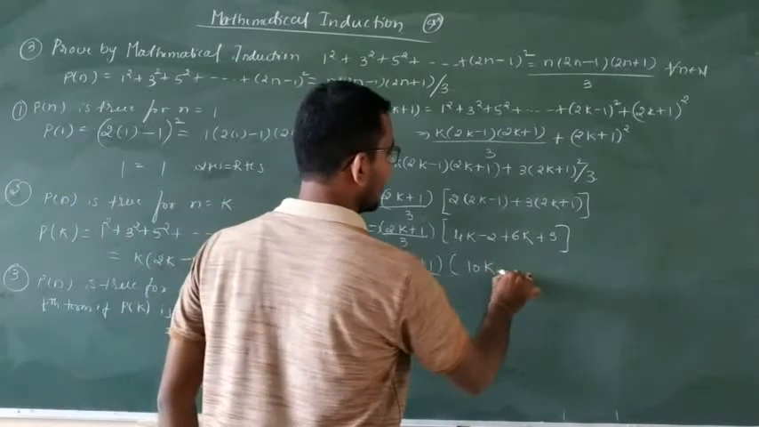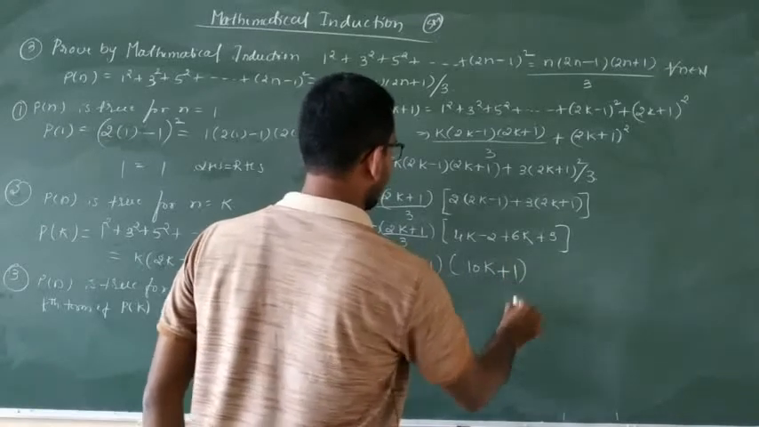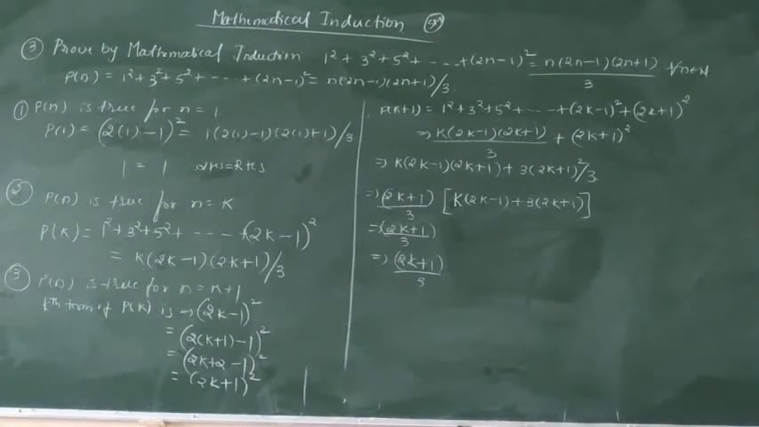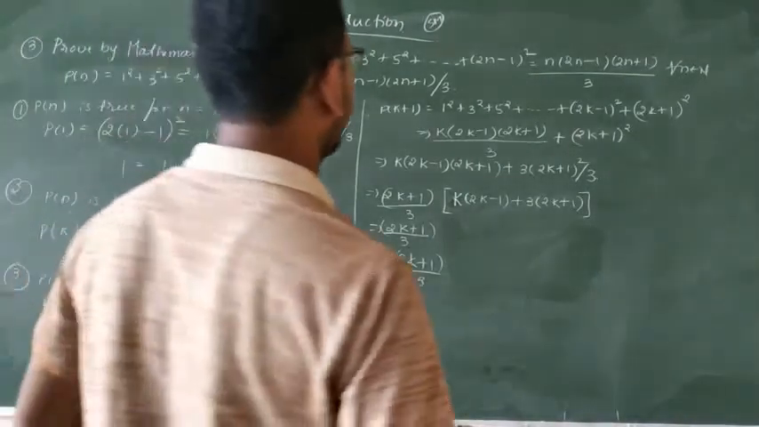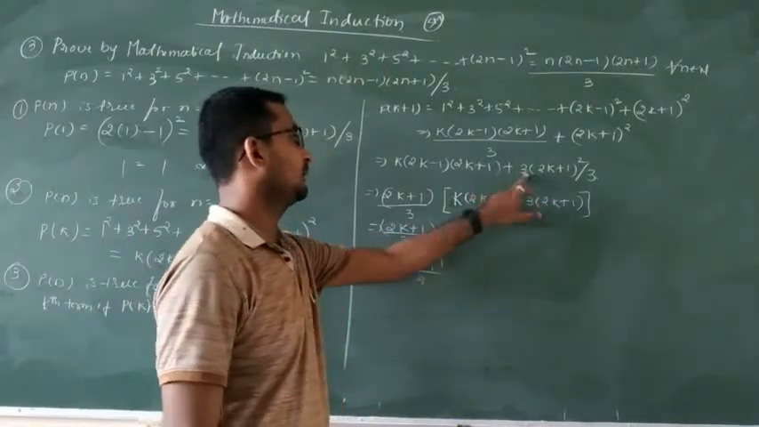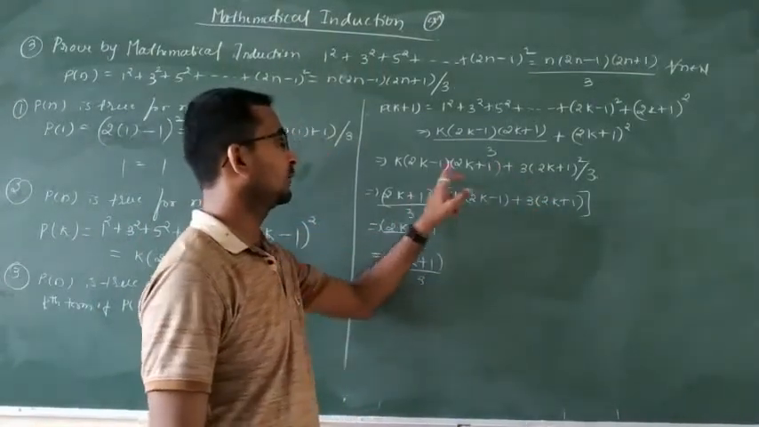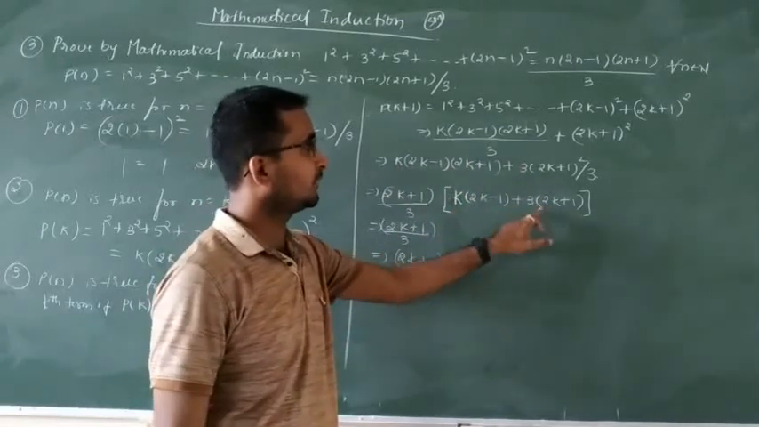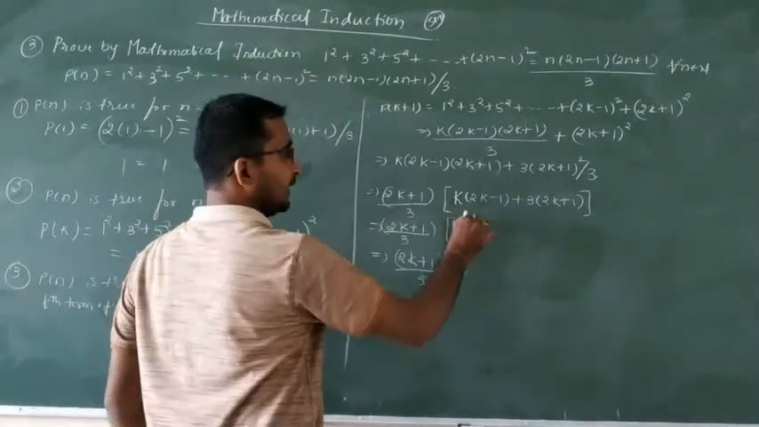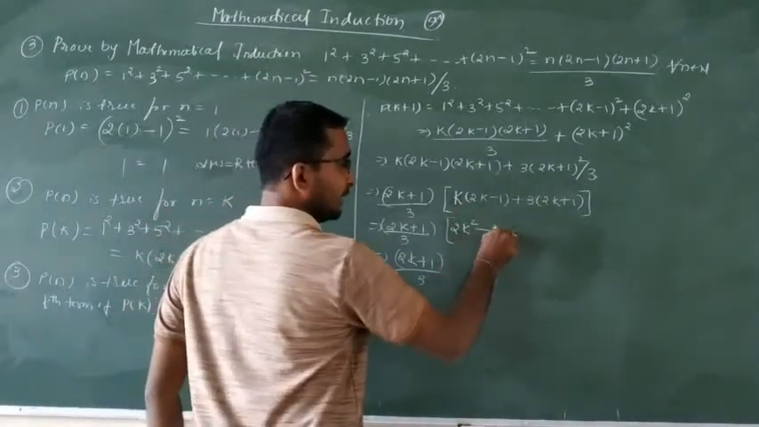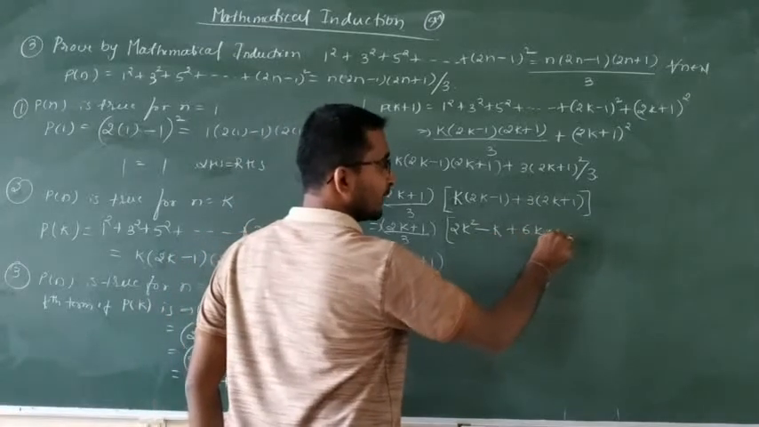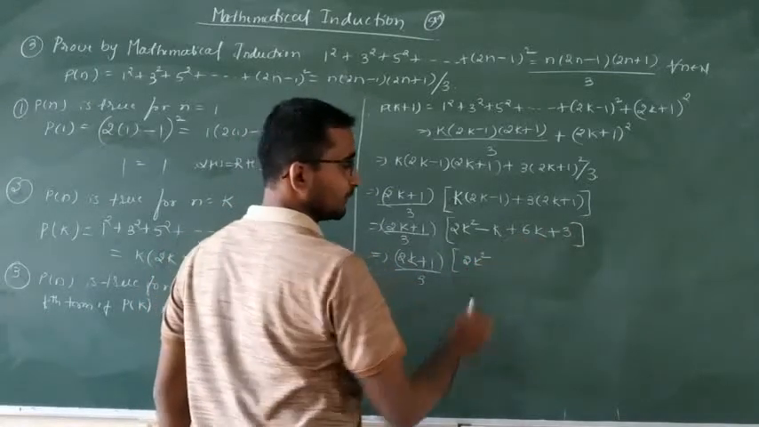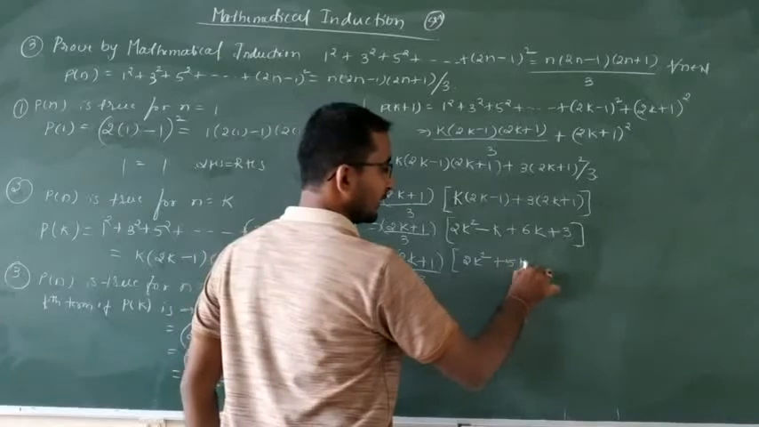10k plus 1. So here, what remains after taking 2k plus 1 as a common multiple in the LHS and RHS? 2k plus 1 I have taken, divided by 3 I have written. Here what remains? k into 2k minus 1 plus 3 into 2k plus 1. Multiply it out. This is 2k square minus k plus 6k plus 3. Then it is 2k square plus 6k minus k, that is 5k, plus 3.